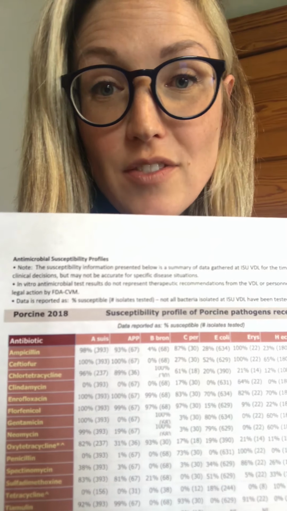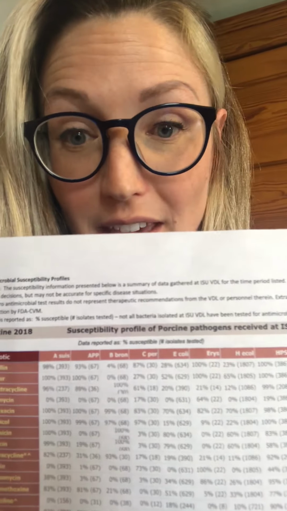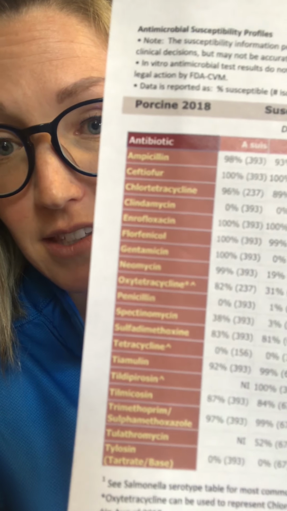This is a chart that Iowa State puts out. They take all the cases that they do susceptibility on in pigs, combine everything, and give you a percentage. So it's a really nice chart. It's antibiotics along the side, and along the top are your different bacteria, and then the box tells you, I don't know if you can read that or not, that for the very first box, 98% of the Actinobacillus suis cases that they isolated at Iowa State were susceptible to ampicillin. So ampicillin is probably a really good choice to use if you've got an A. suis case.